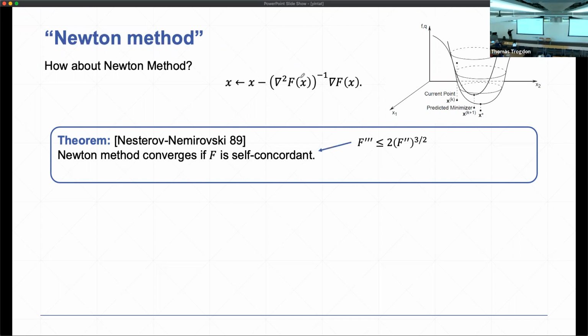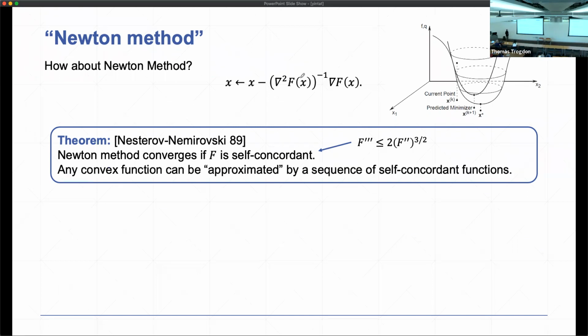Roughly speaking, you can think the condition is as long as the first derivative is bounded by the second derivative to a certain power, the Newton method converges. And the nice thing is they show any convex function can be approximated by a sequence of self-concordant functions. So it is kind of without loss of generality.